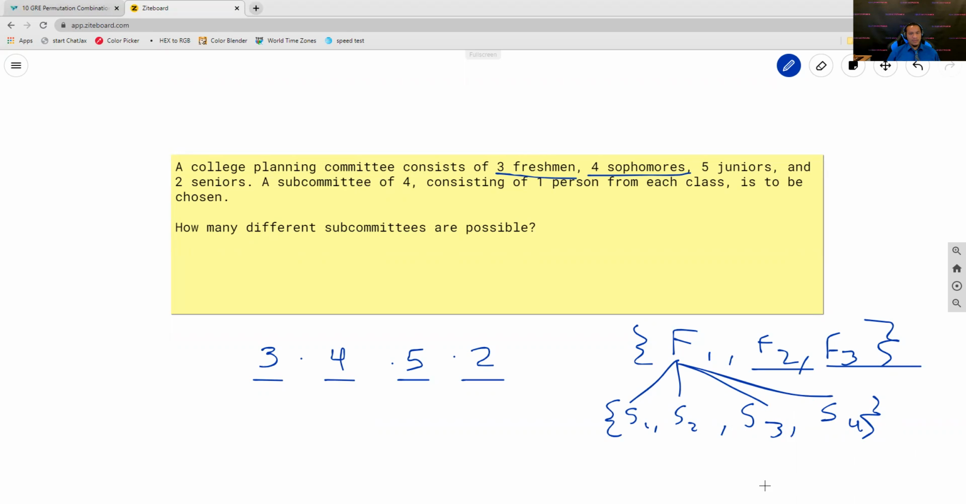So as you can see, multiplication is a shortcut for addition when it comes to counting. So far I have 12 pairs. All I did was 3 times 4. Repeat the process by adding juniors, and you get 12 times 5. And then repeat the process by now adding seniors, and then you get 120. So that's basically all I did.